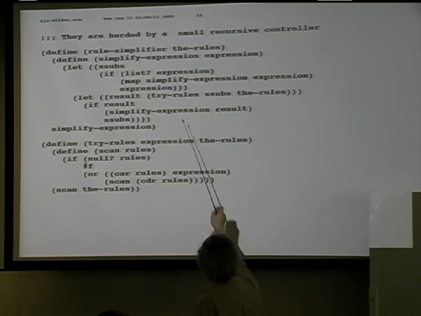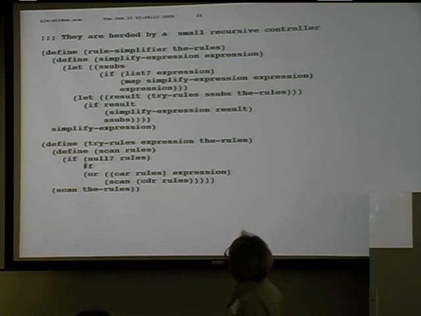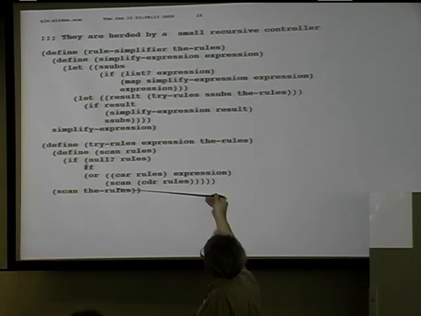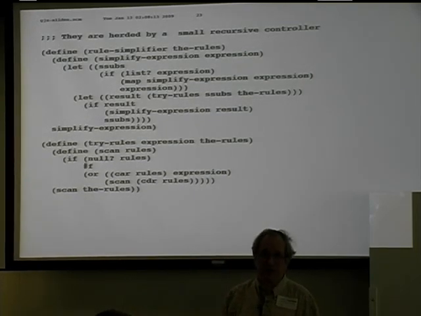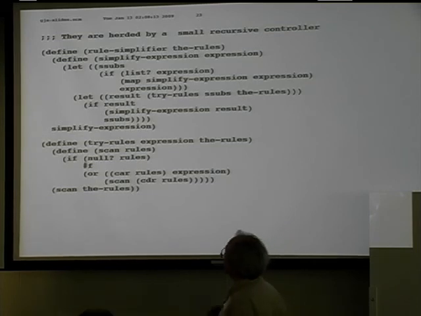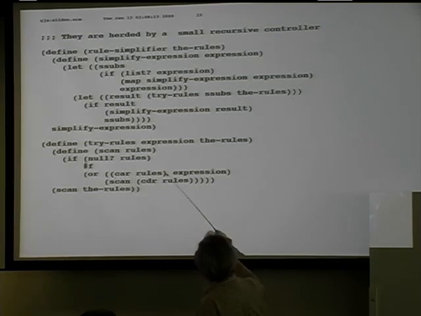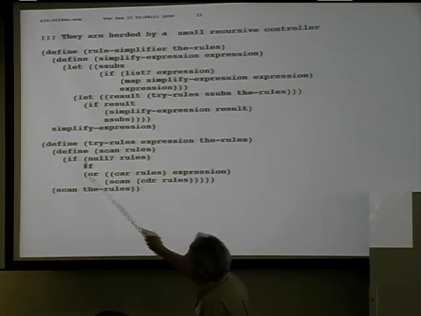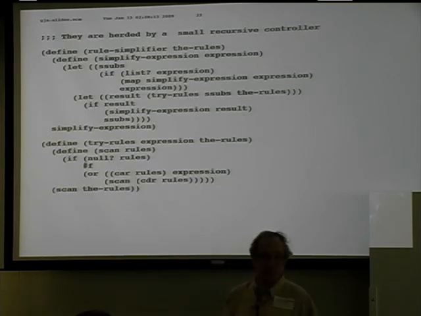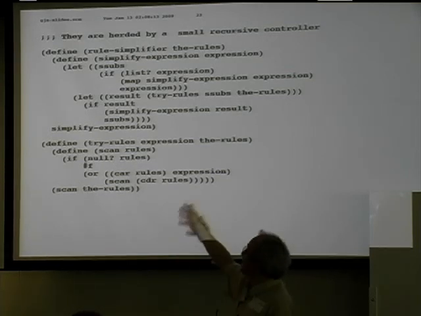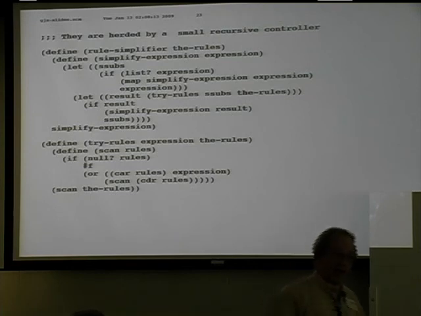Now, what try rules does is something very simple. I have a little scan that scans each of the rules. If I run out of rules, then I fail. There's nothing to be done. But if I haven't run out of rules, well, if the first rule can do something, that's good. But if that fails, then I can just try the rest of the rules. And so what you're seeing here again is a thing where I can even back into other rules and things like that.